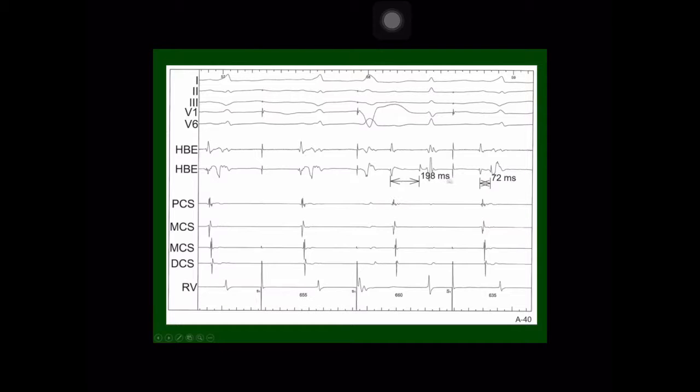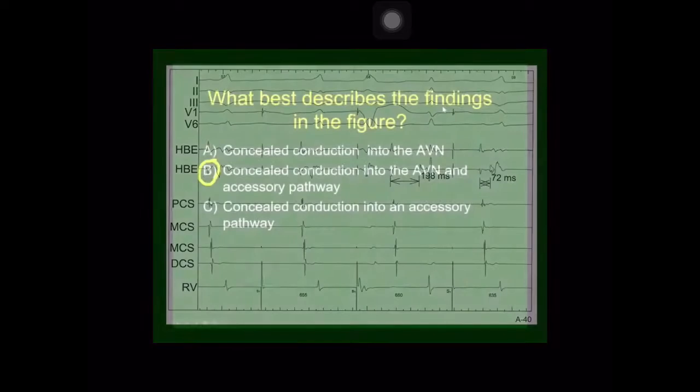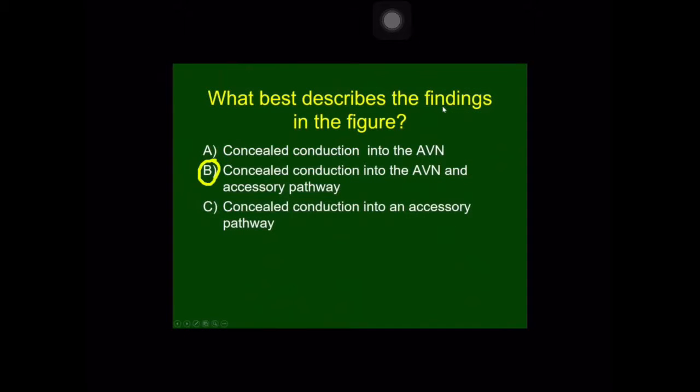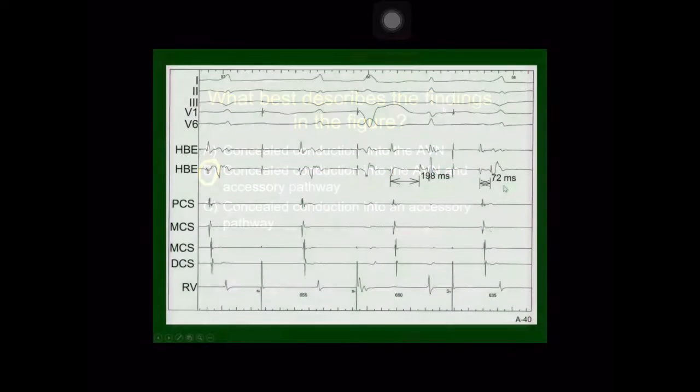So this is a wonderful and fun tracing of double concealed conduction. Concealed conduction into the AV node and concealed conduction into the accessory pathway. Do know that you also have here a very close AV interval in the CS, clearly showing you that this is still conducting over the accessory pathway.